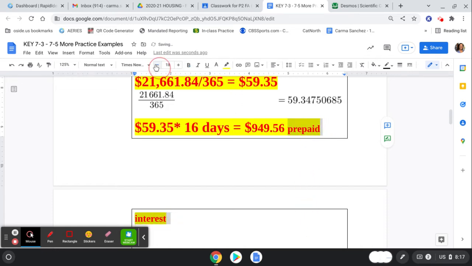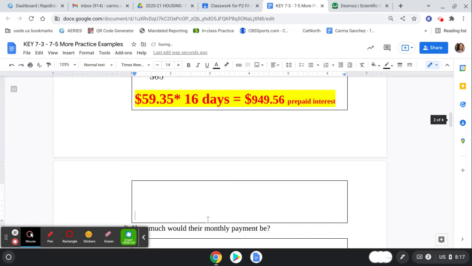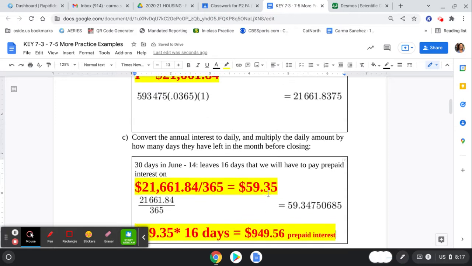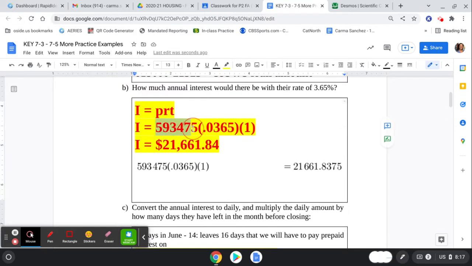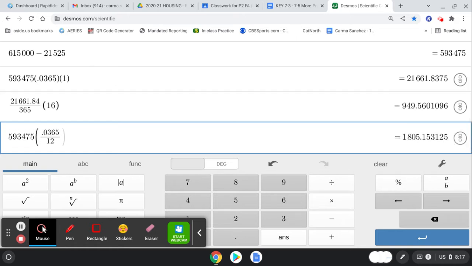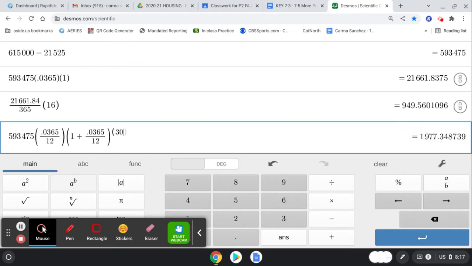Let's make that smaller so it fits. Okay. How much would their monthly payment be? So now we go do the full monthly payment formula with the 593,475 and an interest rate of 3.65. 0.0365 divided by 12. We're doing the full monthly payment formula here. Some people are doing power of 360, or you can still just do 30 times 12. That's 30 years times 12 months in a year.